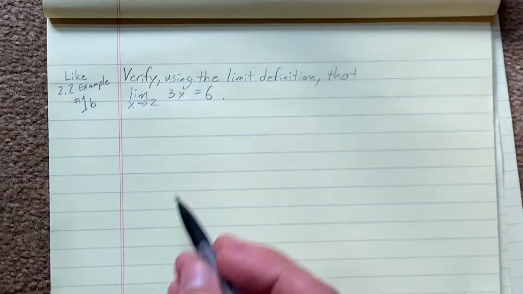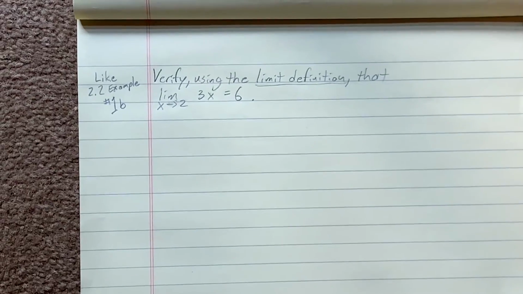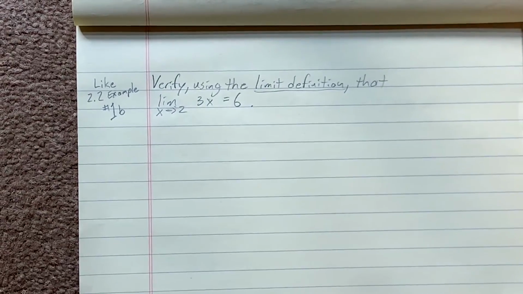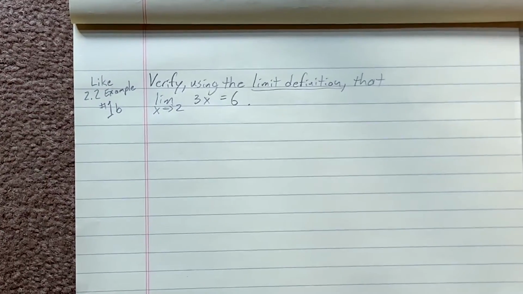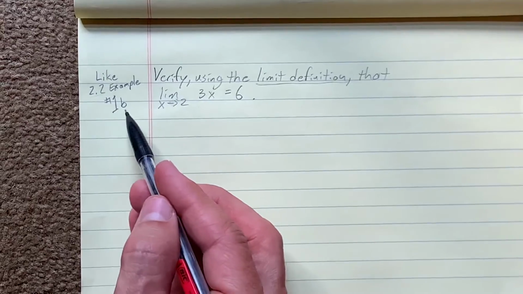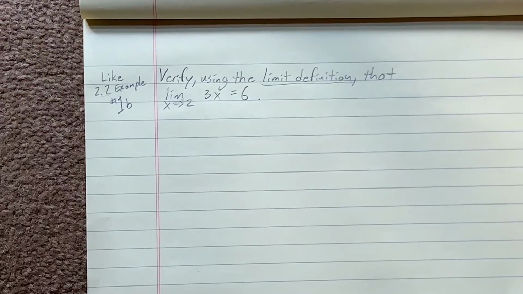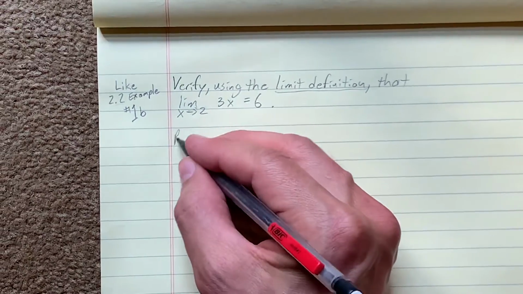Okay, it looks like there were some questions about the limit definition problems. So verify using the limit definition that the limit as x goes to 2 of 3x equals 6. There's an example in the text in section 2.21b that looks a whole lot like this. Remember what the definition says.